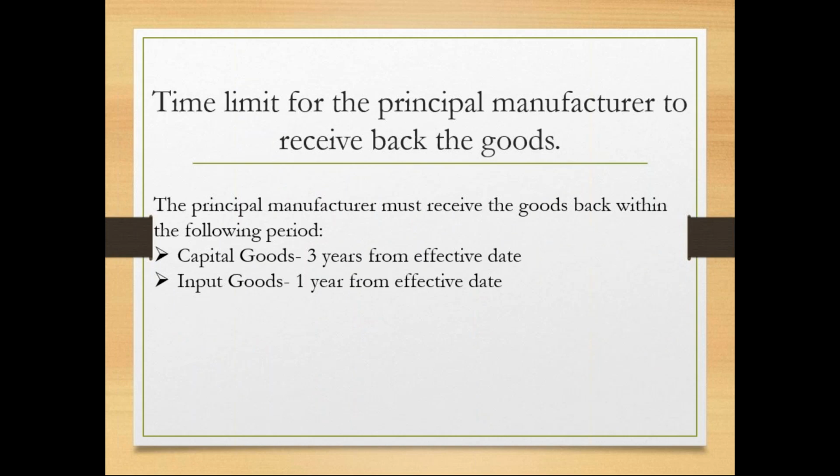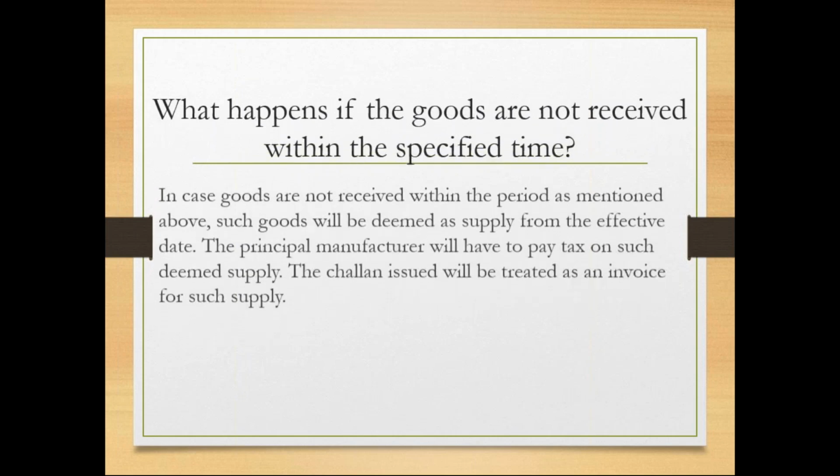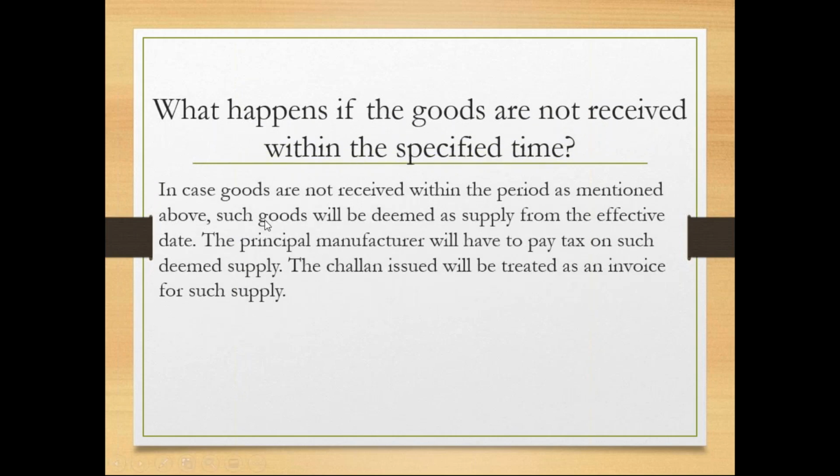And when do you have to receive it back? If I have given it to the job worker for performing the job work task, and it is an input item, the raw material, it has to be received back within a period of 1 year. But if it is a capital item, then within what time should it be returned to me? 3 years. If it is not returned within a period of 1 year or 3 years, then what will happen? In case goods are not received within the period mentioned above, such goods will be deemed to be supplied from the effective date.